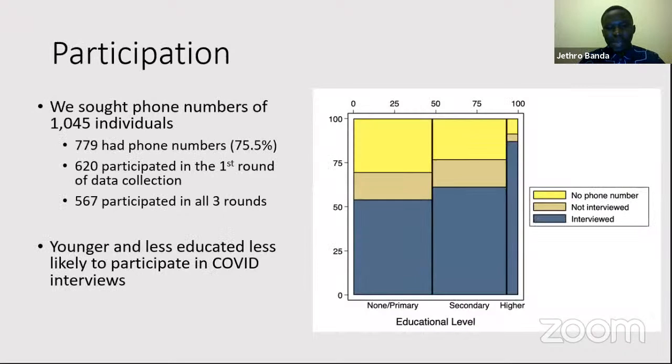The initial study sought to collect numbers from just above 1,000 individuals, but only 779 of these had phones, or we managed to find someone who would give us a phone number to use in this study. But 567 of these have managed to complete all three rounds of data collection. Looking at age and education, we were less likely to talk to younger people, those less than 25 years old, and those with primary or no education whatsoever, mainly because we didn't find a phone for them, or because their phones were unreachable.